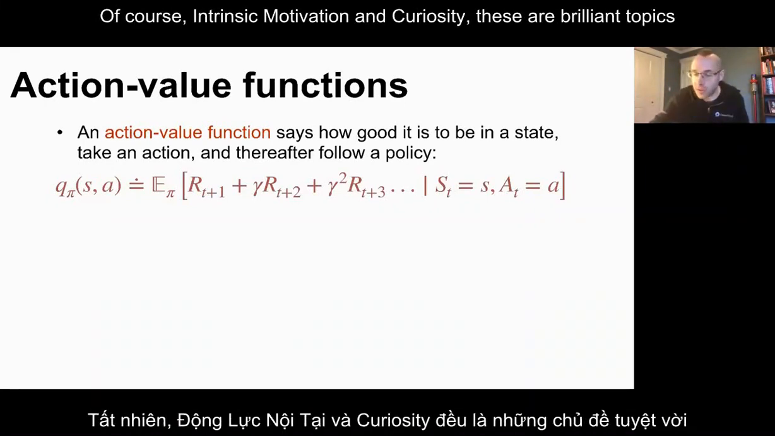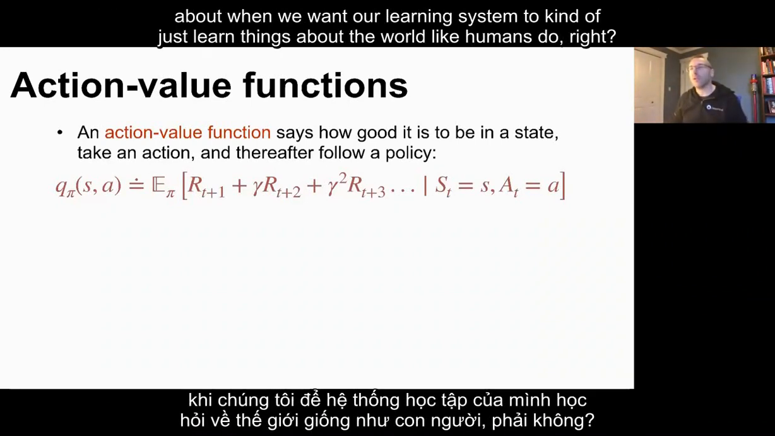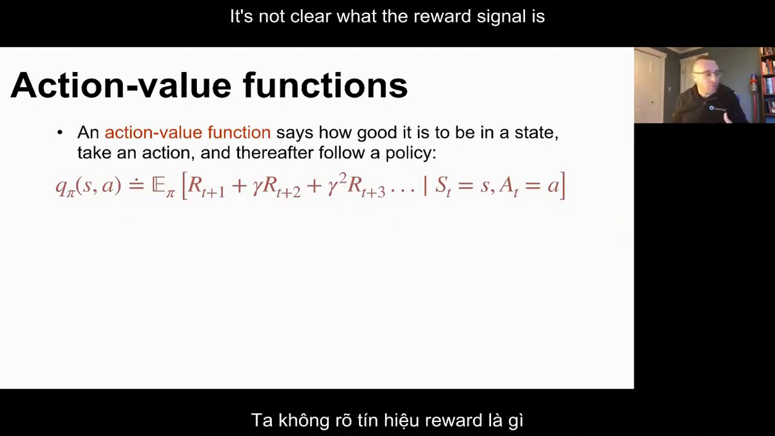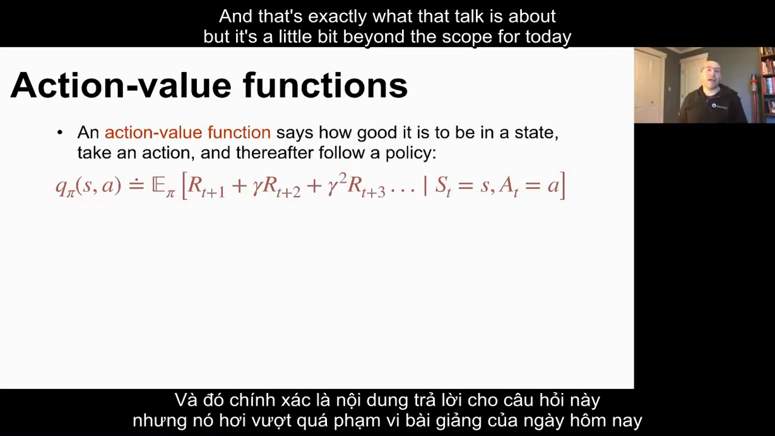And of course, intrinsic motivation and curiosity, these are brilliant topics. These are things I work on. And that's exactly what we care about when we want our learning system to just learn things about the world like humans do, right? Like babies on the floor, it's not clear what the reward signal is. It looks like they're just trying to learn stuff. And that's exactly what that topic is about, but it's a little bit beyond the scope for today.